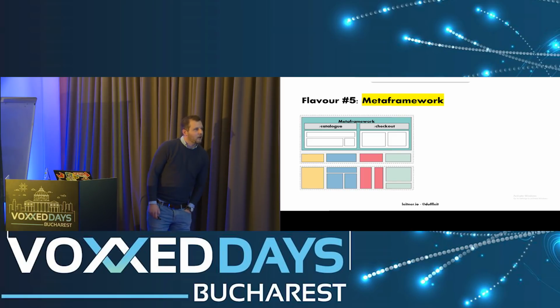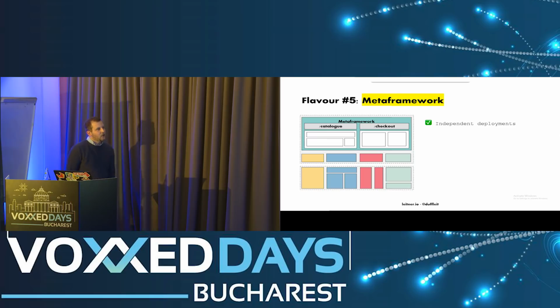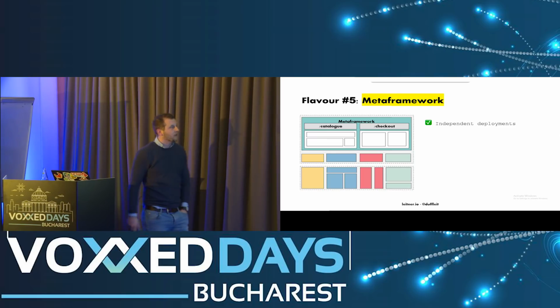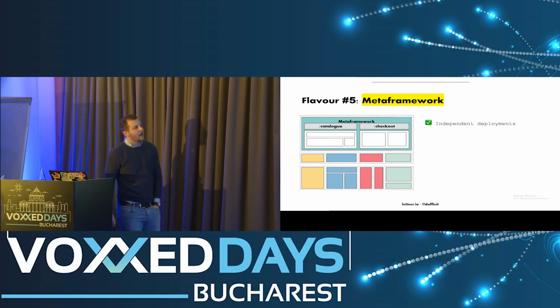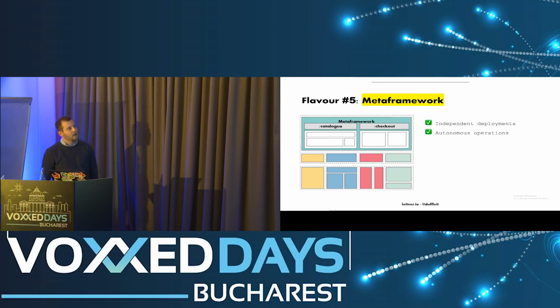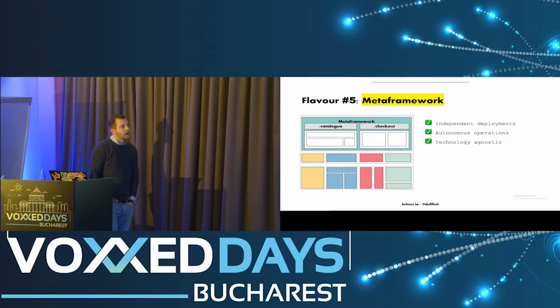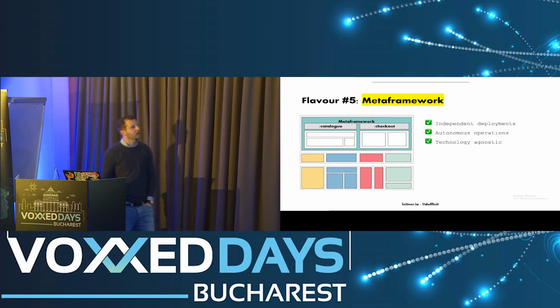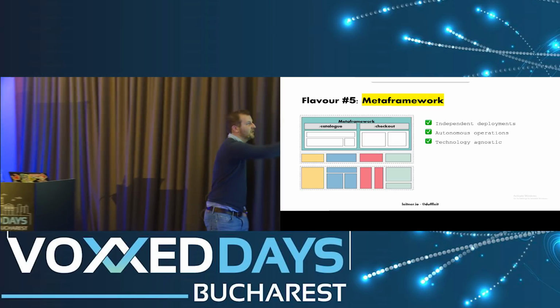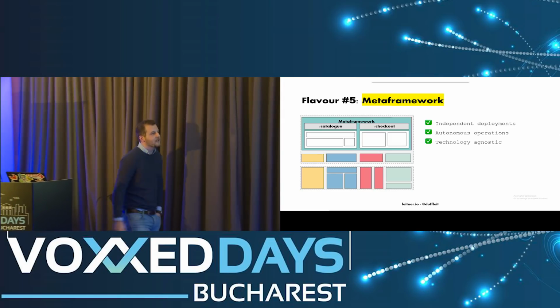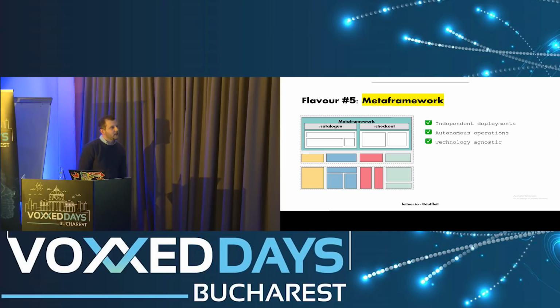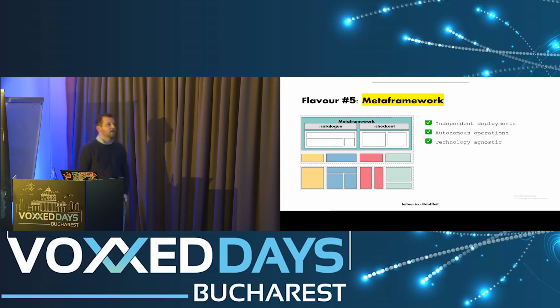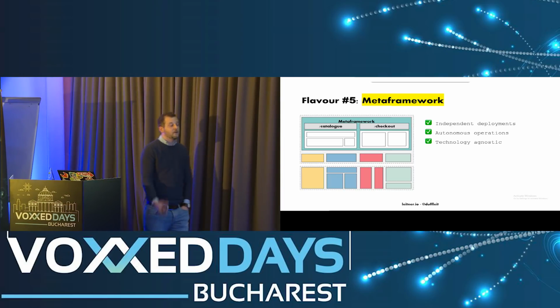And if you take a look at this now, you have independent deployments. Of course, you have them because you can deploy the framework independently. You can deploy your micro frontends independently. You have autonomous operations. You're technology agnostic, so you can really do this. You can say this is a React application, this is an Angular application. I don't really see a reason for doing this, but that's one of the selling points of these meta frameworks, that they allow you to do this, right?